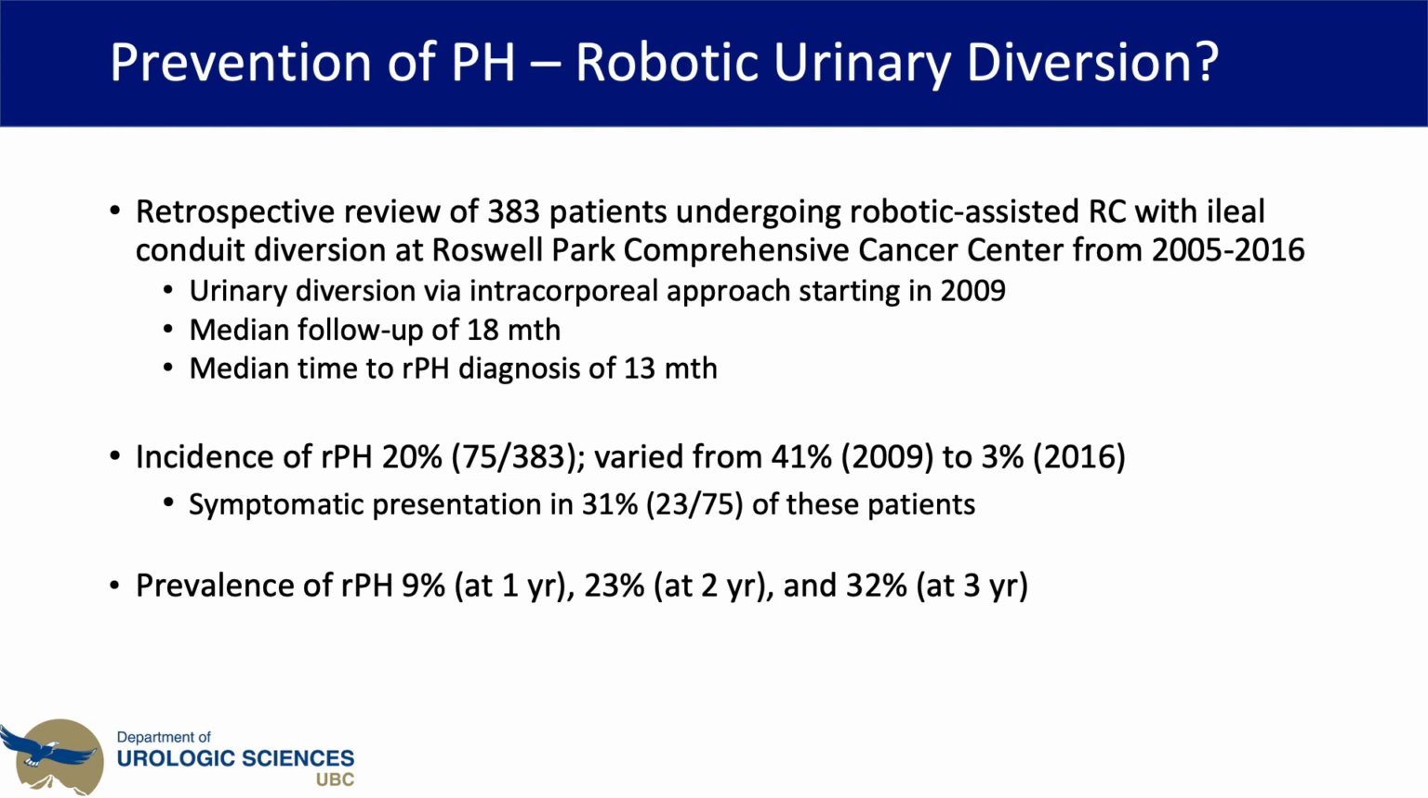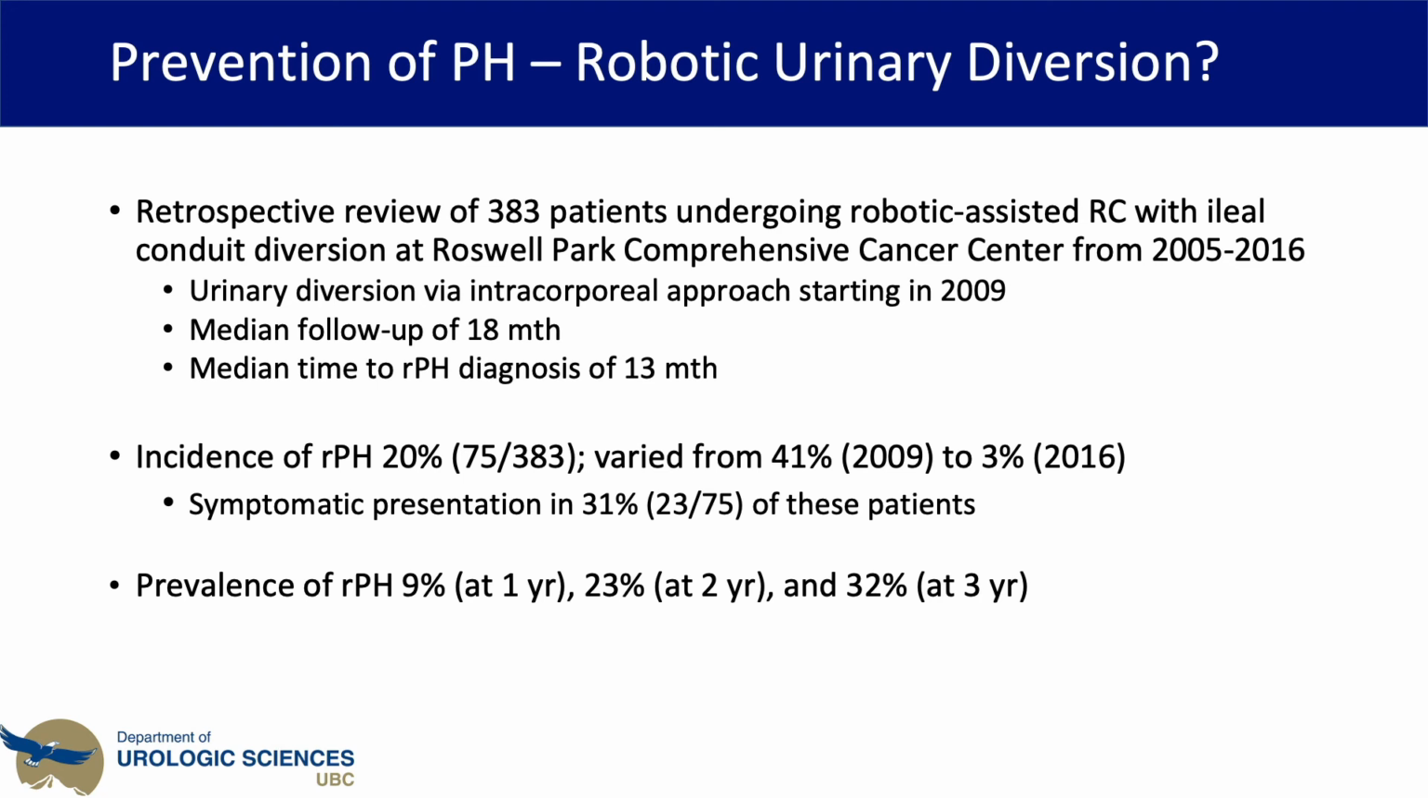Now, interesting of note, they accrued data from 2005 to 2016, but they switched midway in 2009 to doing an intracorporeal urinary diversion. The median follow-up was 18 months and median time to diagnosis 13 months. Now, the incidence of radiologically diagnosed peristomal hernia was 20%. However, this varied greatly between each year they broke it up into. So in 2009, when intracorporeal diversion was started, the rate's actually 41%, versus in 2016, the most recent of the data, the rate was 3%. Overall, the symptomatic presentation in 31% of patients.